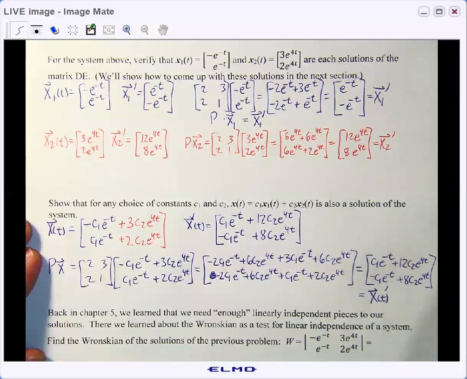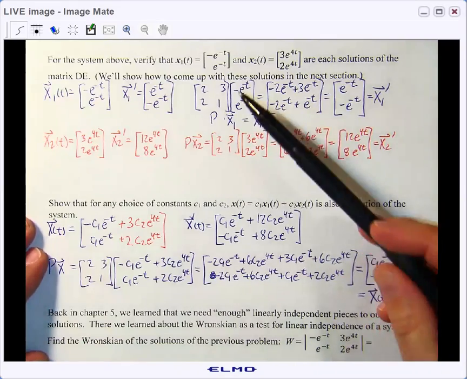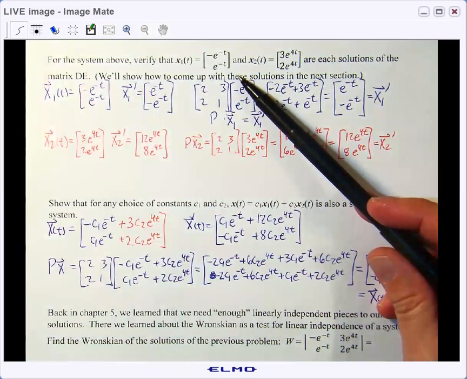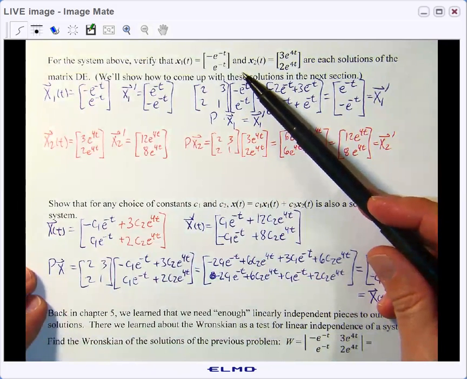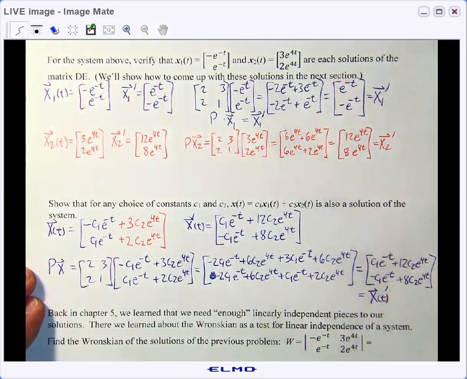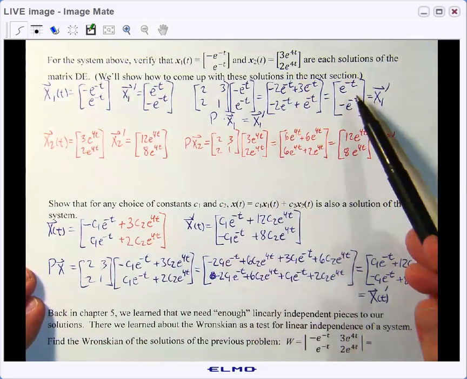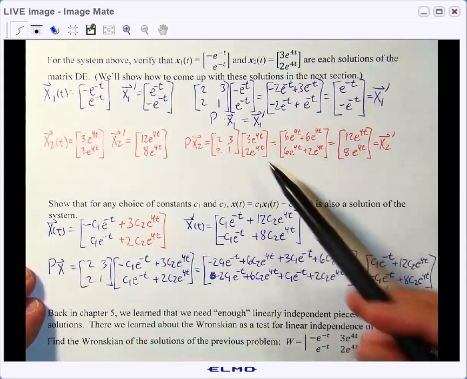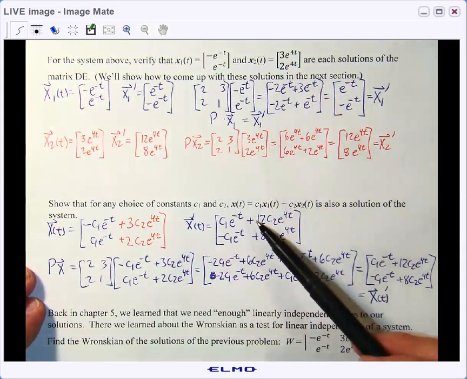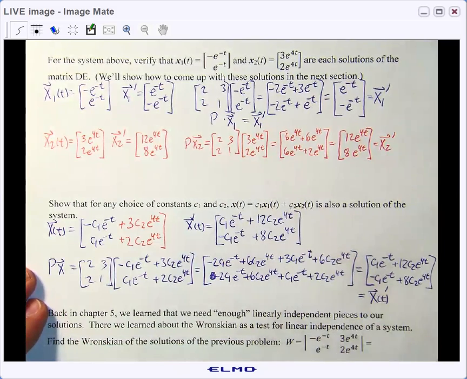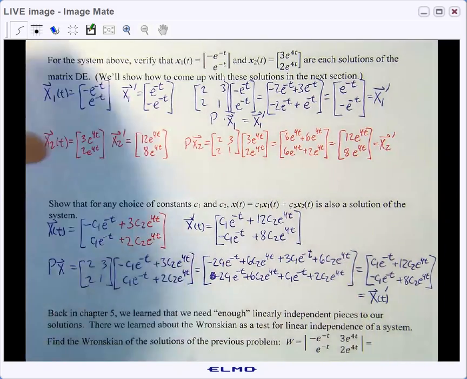All right, so here's part 2 to section 7.2, matrices and linear systems. In the last video, we showed you how these were solutions to our system of differential equations, and we just gave them to you. We'll show you how to come up with these next time. And if each individual piece is a solution, then any scalar multiple of each piece added together is an overall or general solution. Okay.